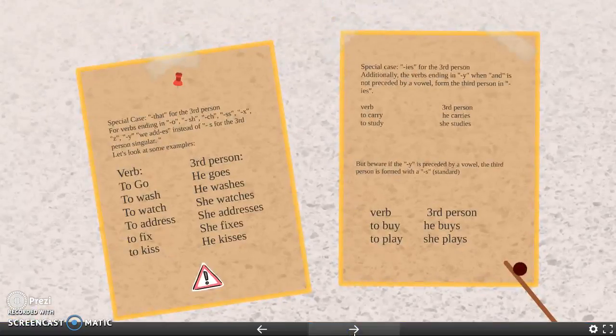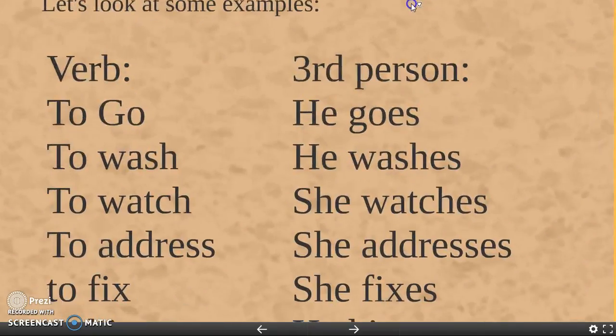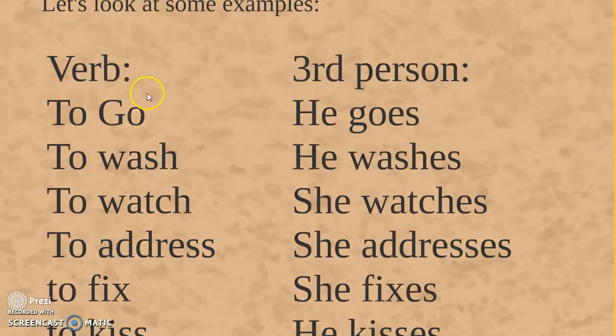But things are not so simple. There are special cases. If the verb ends in O, SH, CH, double S, X, Z, or Y, we add ES instead of one S for the third person singular. For example, the verb go ends with O, so we have to add ES with the third person.